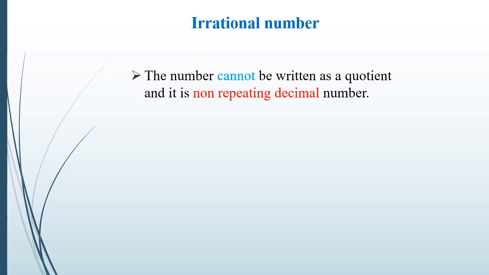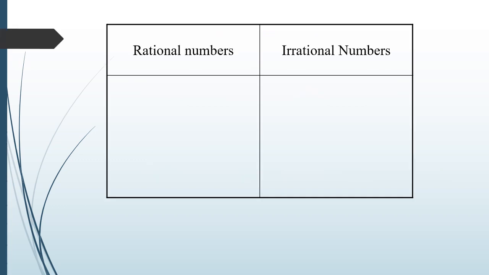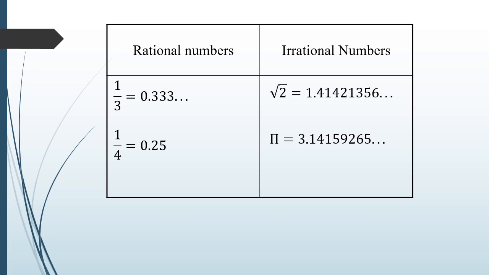Okay, irrational numbers. It will be the opposite of rational numbers. So an irrational number is not rational. It cannot be written as a quotient, fraction or ratio, and it is not a repeating decimal or a terminating decimal. For example, we have square root of 5 equal to 2.23606797 and so on, and pi, 3.14159 and so on, and the exponential e, 2.71828182845 and so on. So this is the way to differentiate the rational and irrational.